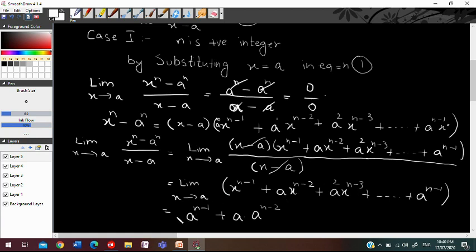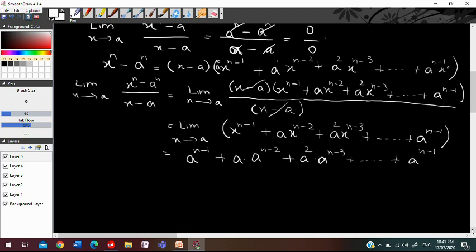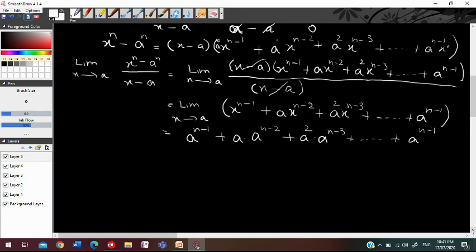Why? Because we have applied the limit to this factor. So in the next step we will not write limit x approaches a. Practically we applied the limit to this factor. So instead of x^(n-1) we can now write a^(n-1), a to the power n minus 2 plus a squared, and instead of x^(n-3) we can write a^(n-3), plus up to a^(n-1). The main part we have done, and now we are just doing the simplification of our question.